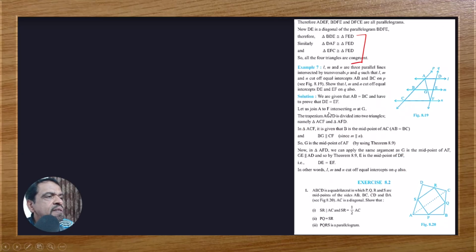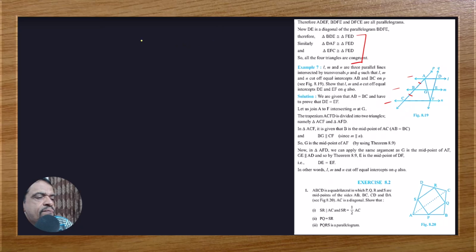Now let us see the application of the converse of the midpoint theorem. Let us see the question first. It is given that l, m, n are three parallel lines, intersected by transversals P and Q, such that they cut the intercepts AB and BC. AB and BC are equal. We have to prove that DE and EF are also equal.